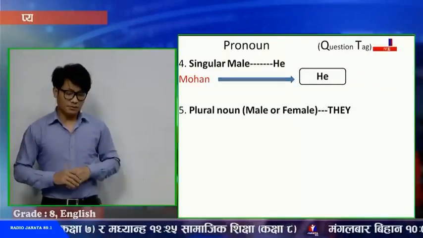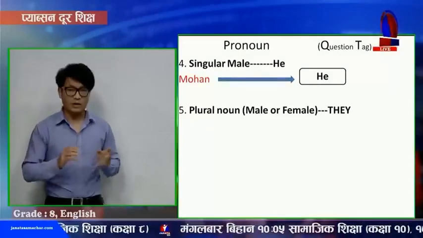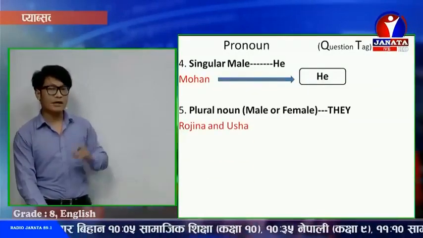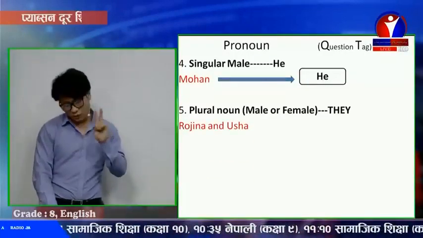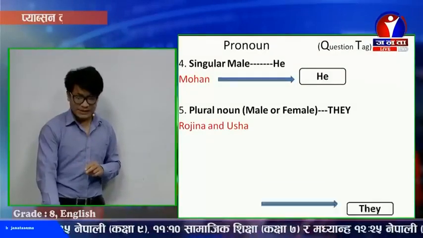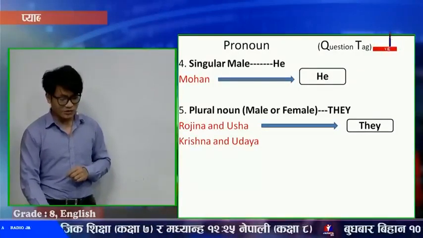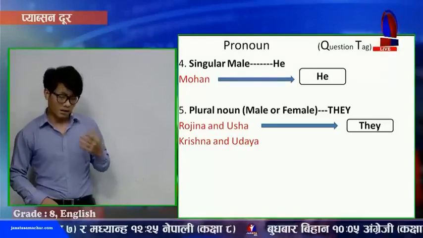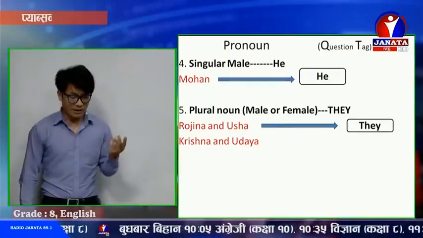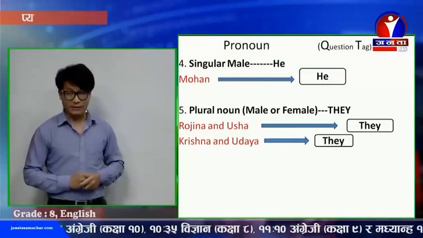Plural noun, female or male. Plural noun, male or female, we write they pronoun. Like Rosina and Usha, here the two names are Rosina and Usha. That's why we use they pronoun. And the next example is Krishna and Uday. Here we can see two nouns. One is Krishna and another is Uday. That's why we use they pronoun.